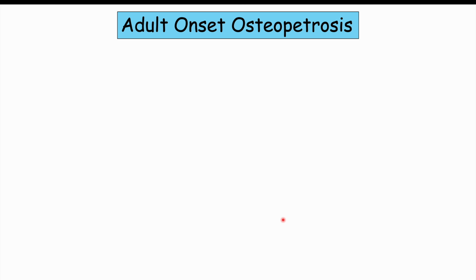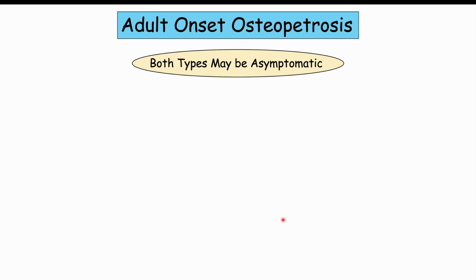The next set of signs and symptoms we'll discuss is in the adult onset osteopetrosis. So adult onset osteopetrosis is also known as benign osteopetrosis. Again, we mentioned that there are two types. There's type 1 and type 2. Both types may be asymptomatic. Up to 50% of patients with adult onset osteopetrosis are asymptomatic. They don't have any symptoms at all.